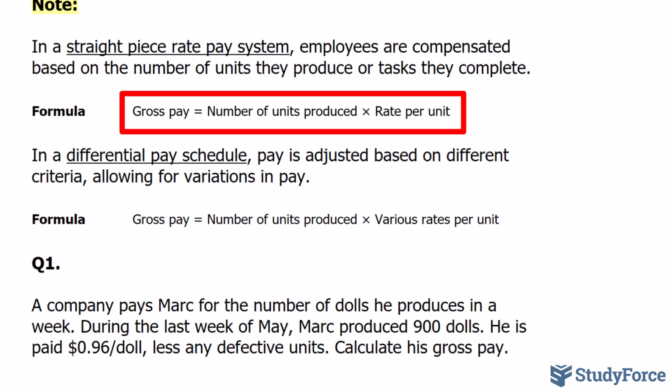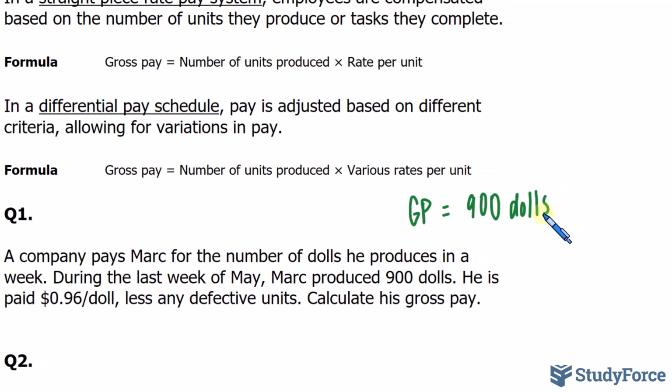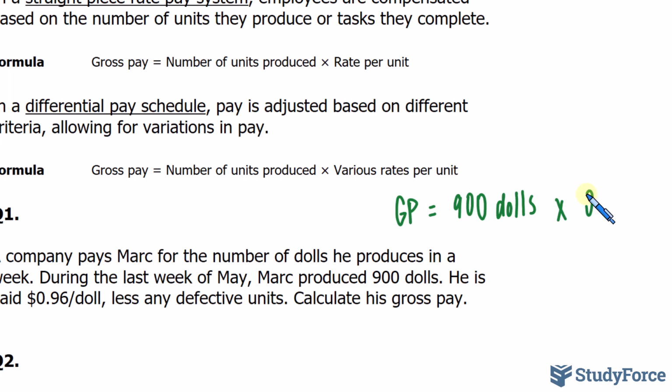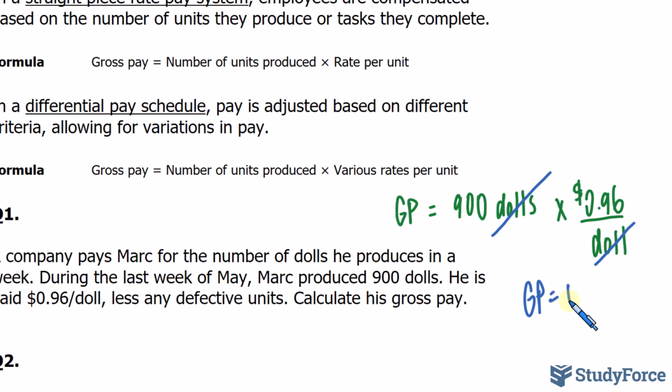Using that formula, we can calculate his gross pay, which I'll denote as GP, is equal to the number of units produced. We know that he produced 900 in the last week of May. And that will be multiplied by the rate per unit. The rate per unit is 0.96 or 96 cents per every doll. As you can see, by multiplying these two numbers out, we end up with the amount that he makes. So 900 times 0.96 gives us $864. Therefore, Marc makes $864 within the last week of May.